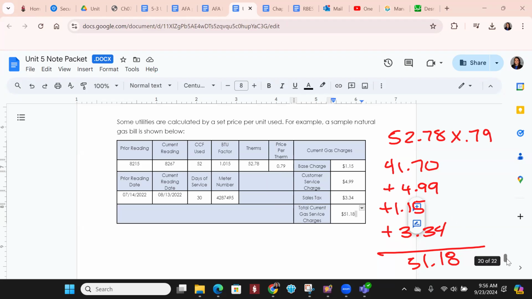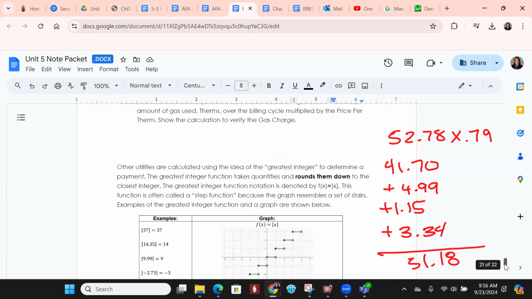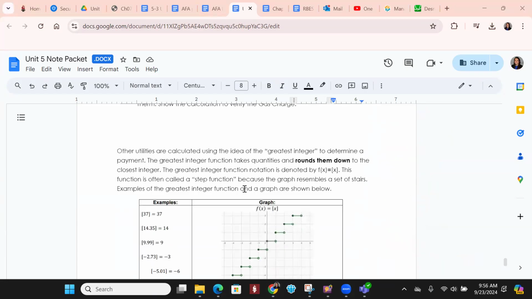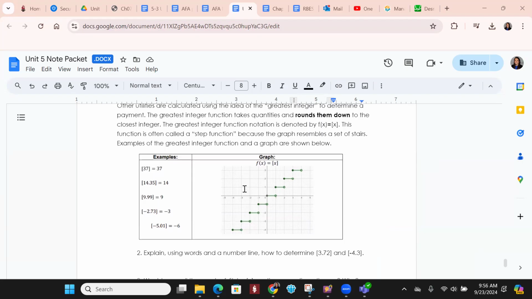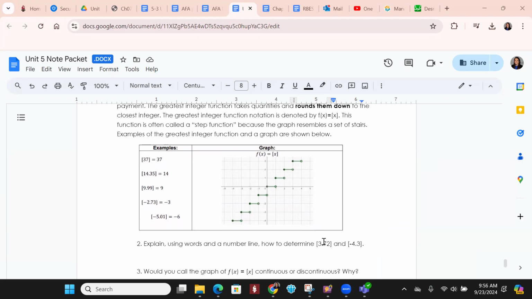Okay, all right, we're almost done. Other utilities are calculated using the idea of the greatest integer. To determine a payment, the greatest integer function takes quantities and rounds them down, and it's also called a step function. We have already seen these kind of as piecewise functions. Explain using words and a number line how to determine 3.72 and negative 4.3.